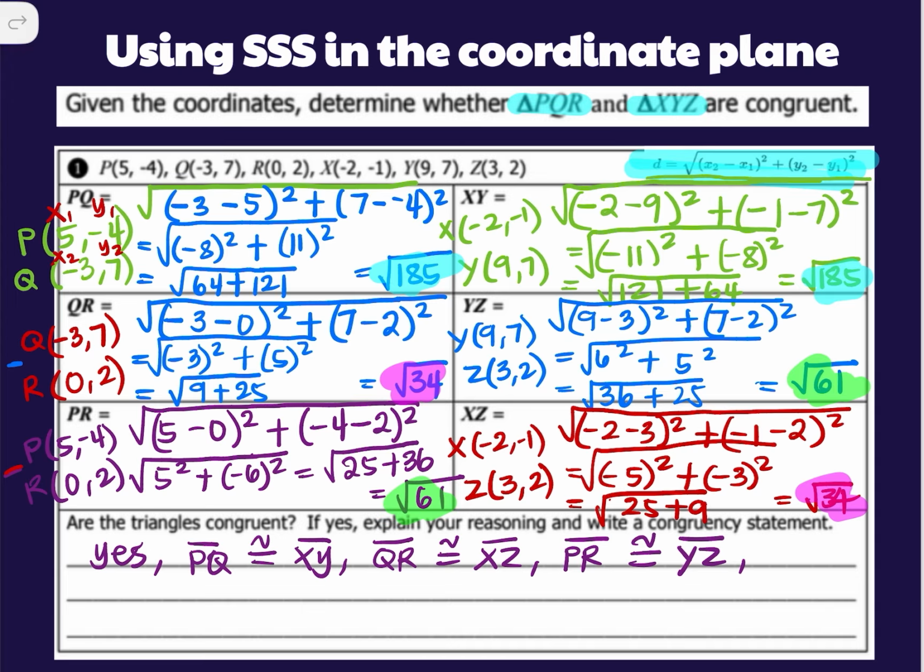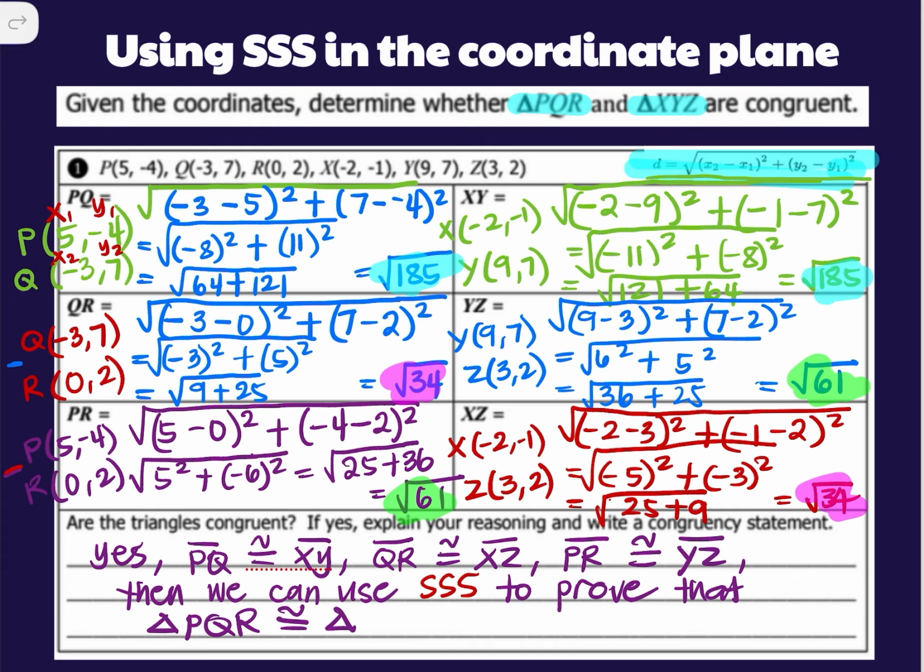So since we are able to come up with 3 congruent pairs, congruent sides of the triangles, then we can use SSS, which means side, side, side, to prove that triangle PQR is congruent to triangle YXZ.